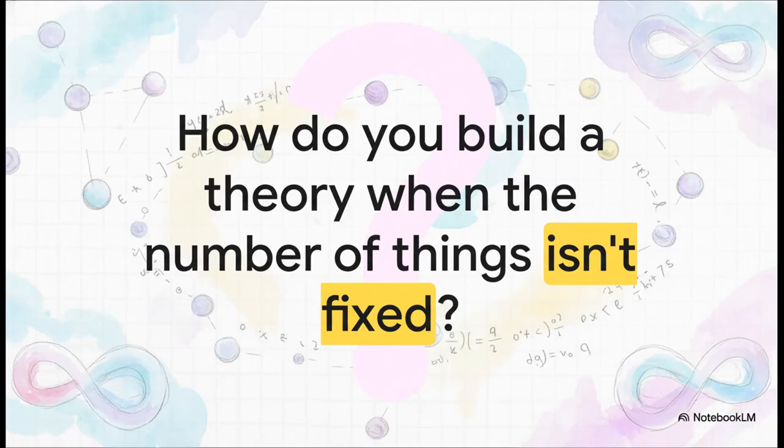Let's get into it. So what's the big problem we're trying to solve here? Well, in the quantum world, the number of things, particles, isn't fixed at all. They can just pop into existence and then vanish in an instant. So how on earth do you build a theory that can actually handle that kind of beautiful chaos?